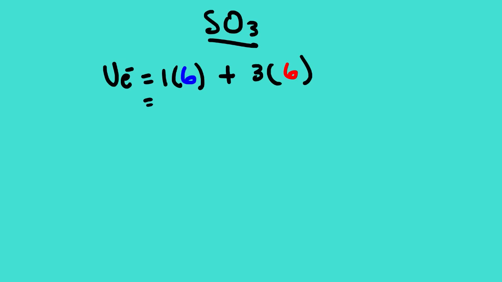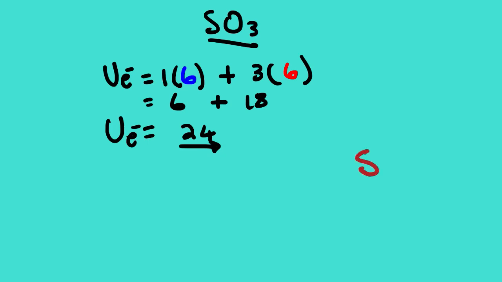Now you can see that 6 multiplied by 1 is 6, plus 3 multiplied by 6 is 18. Then 18 plus 6, we have 24 valence electrons. So we are going to fill in 24 electrons when we are drawing the Lewis dot diagram. Now we are going to put sulfur in the middle, then put our oxygens surrounding sulfur. Remember, we need 24 electrons, so we have 1, 2, 3, 4, 5, 6, 7, 8.